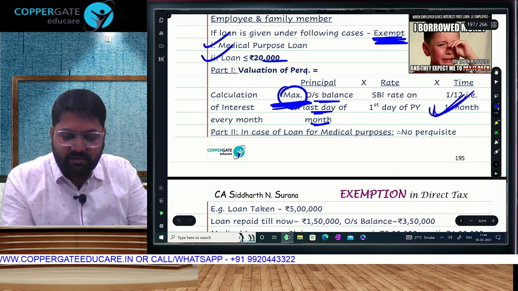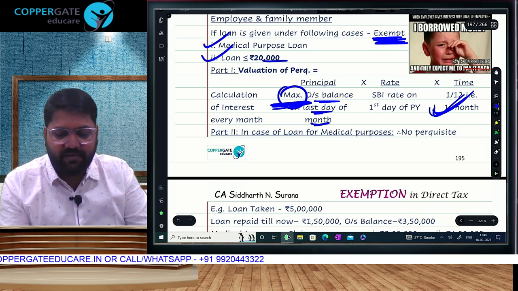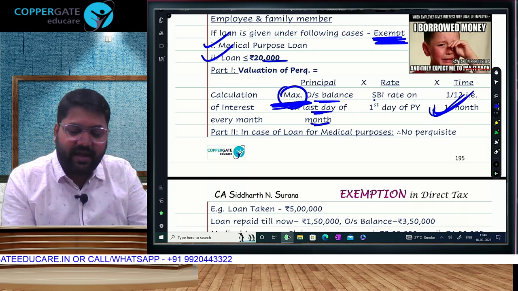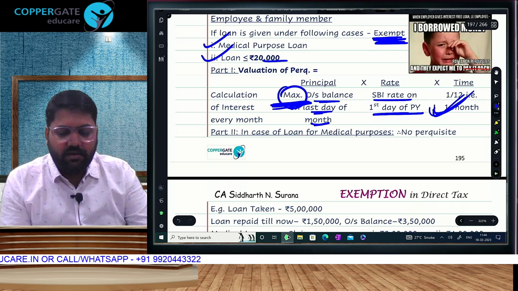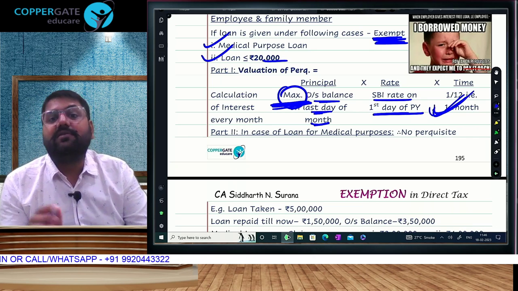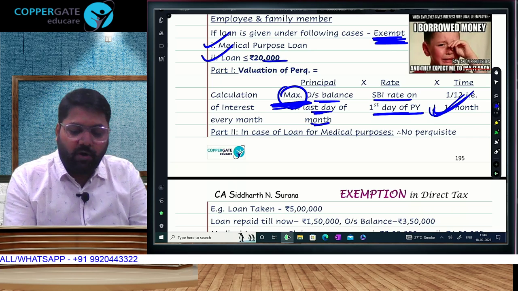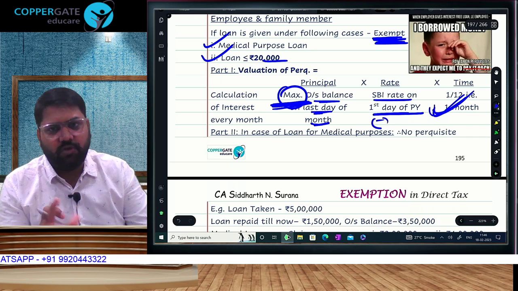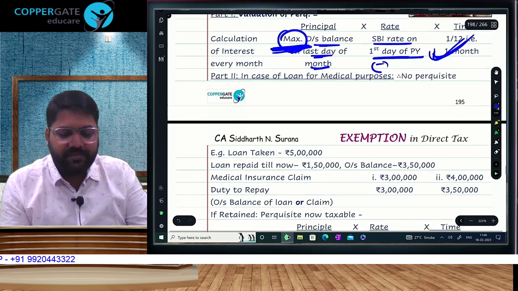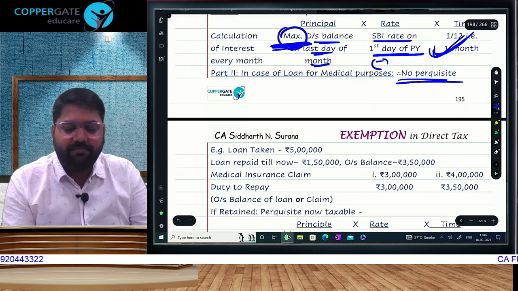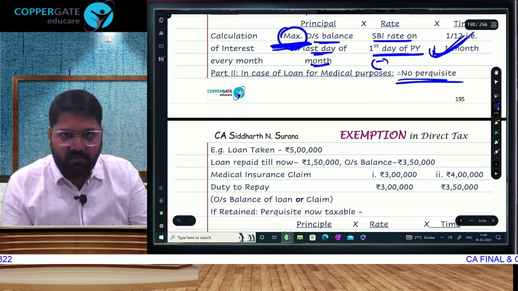We will take it month by month, so we always multiply by 1/12, and the rate of interest will be the SBI rate on the first day of the year. SBI rate on the first day of the year, that is for an interest free loan. If the boss is charging anything, we subtract that, so we get a concessional interest loan. In part 2, supposing you get a medical loan, so that is not a perquisite, that we have already seen.